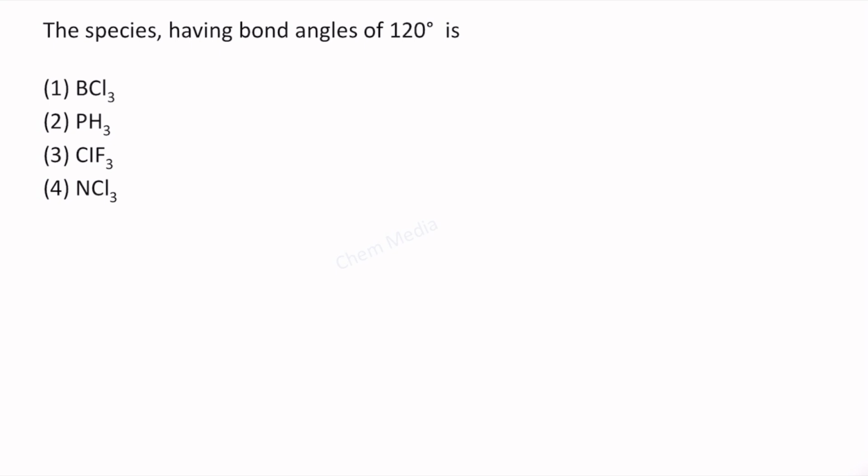If a molecule has to have a bond angle of 120 degree, then the shape has to be trigonal planar and the steric number has to be 3. Steric number is the sum of bond pairs and lone pairs.